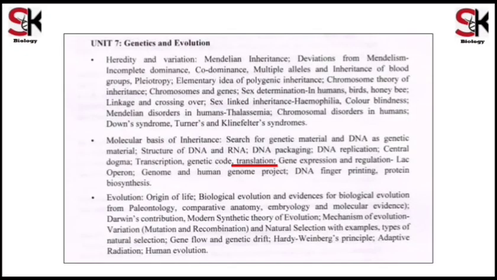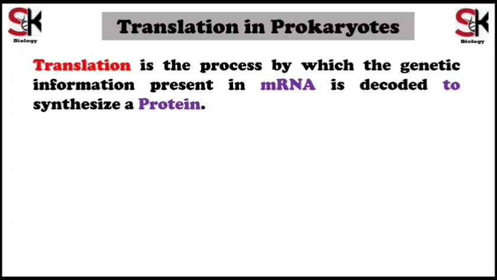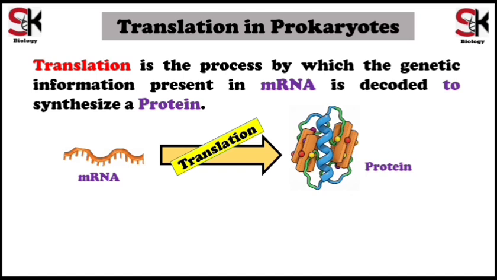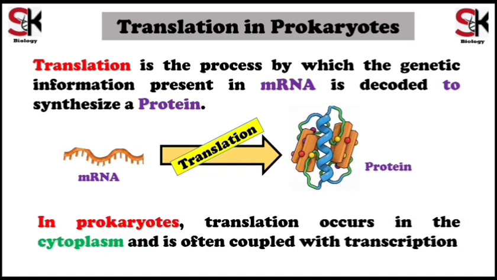Today we will study prokaryotic translation, one of the most important topics from molecular biology. Translation is the process by which the genetic information present in mRNA is converted into a polypeptide chain, that is, protein. In prokaryotes, translation occurs in the cytoplasm and it is coupled with transcription due to the absence of a nuclear membrane. So, in prokaryotes, transcription and translation occur simultaneously.